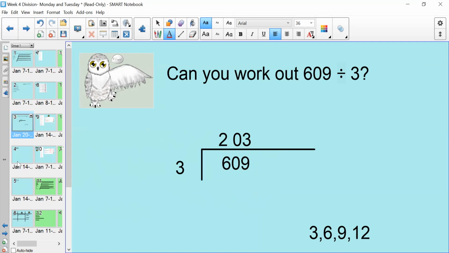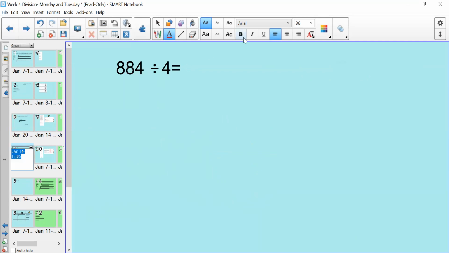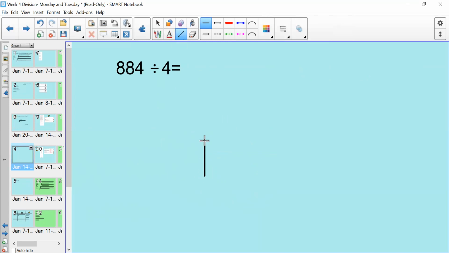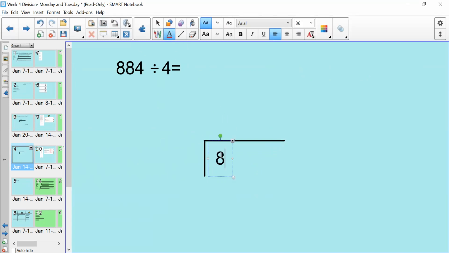Okay, so let's have a go at 2 more of those. So pause the video and see if you can complete this one. Okay, well done. So we would have had our bus stop and 884 inside, and then divided by 4. And then we can also always write out the multiples of 4 to help us. So 4, 8, 12, 16, 20. Just write a few to begin with.